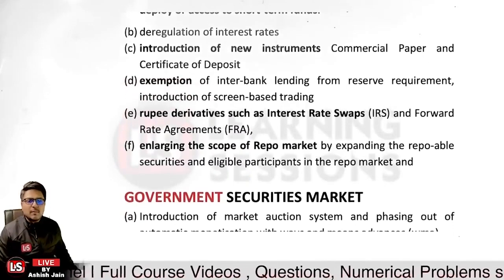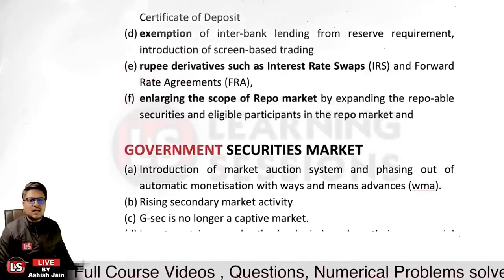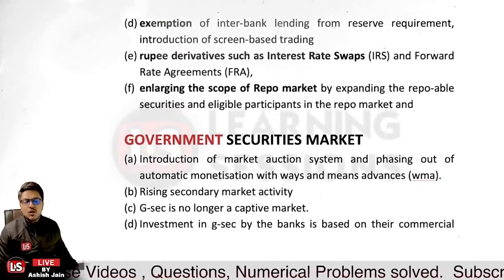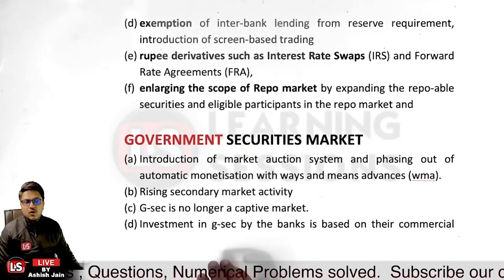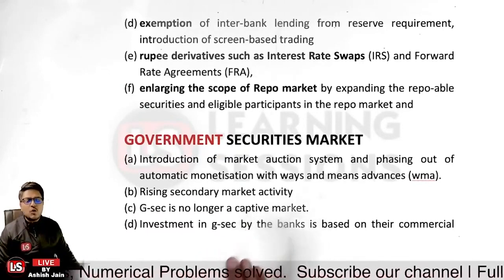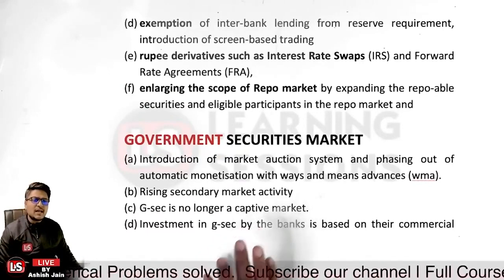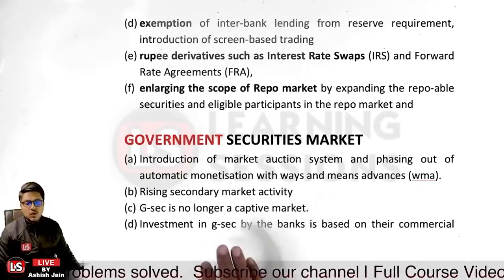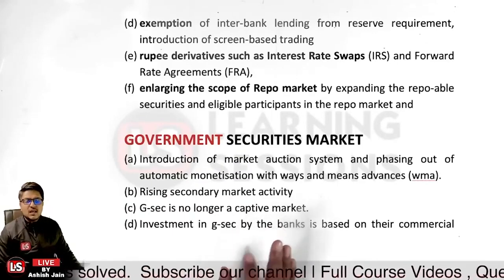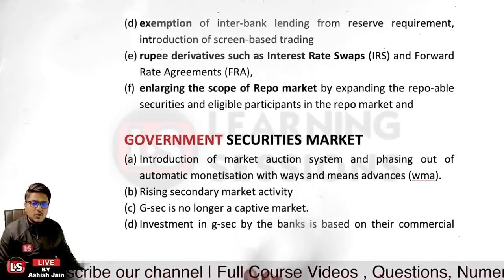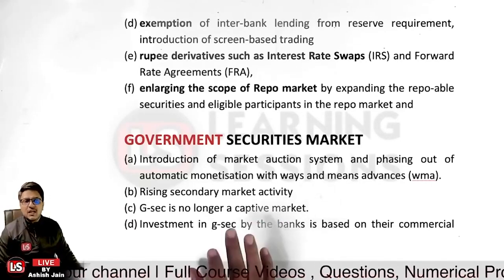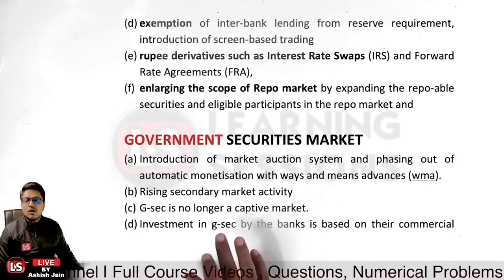Now it is related to the government securities market. So now the auction system is introduced, and the automatic monetization with the ways and means advances is phased out. Now the ways and means advances is phased out and the market auction system is introduced, and further the secondary market activity is now rising.